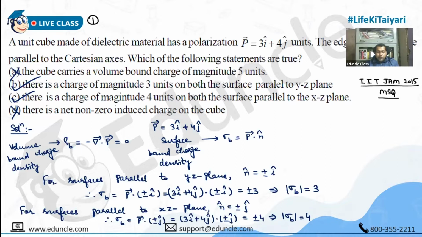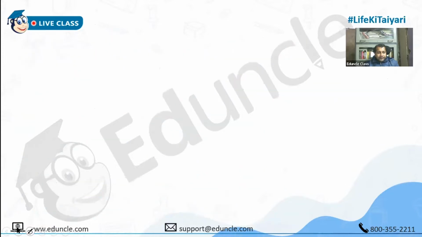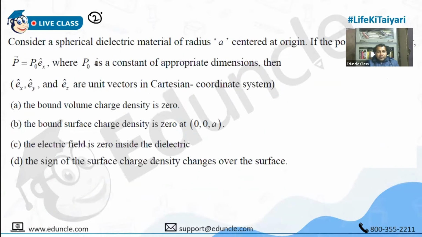We will see some of the questions later on. So is it clear to everyone? Yes, sir. This is a good question, okay? Because it makes use of both the formulae and direction of the normal vector also. Okay, so conceptual one. Second, again based on polarization.